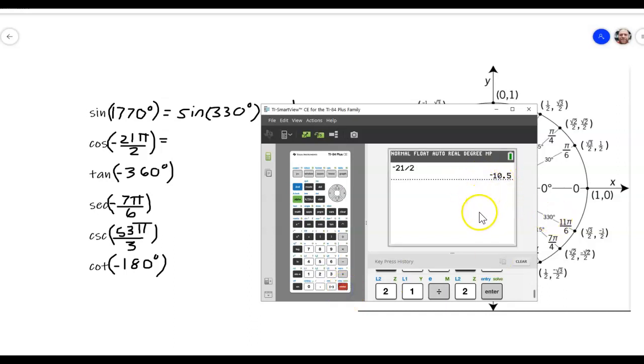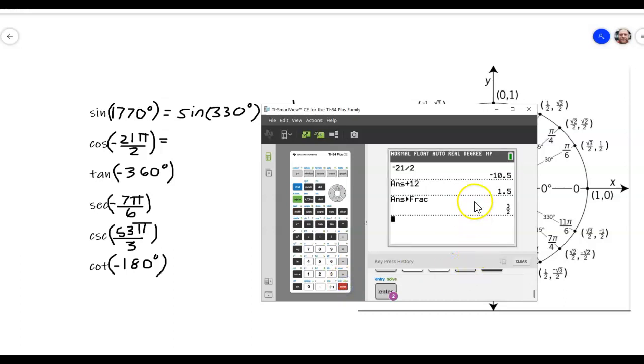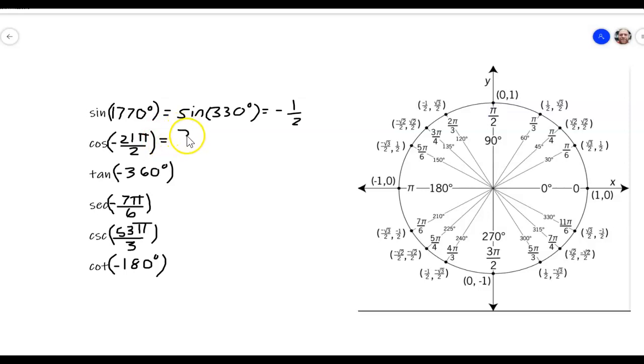Remember, I want to get this value between 0 and 2 pi. So I can add multiples of 2. I'm going to add 12, which is a multiple of 2, and that gives me 1.5. Convert that back to a fraction, that's 3 over 2. I'm going to put that pi back in there, so this is going to be 3 pi over 2 using coterminal angles.